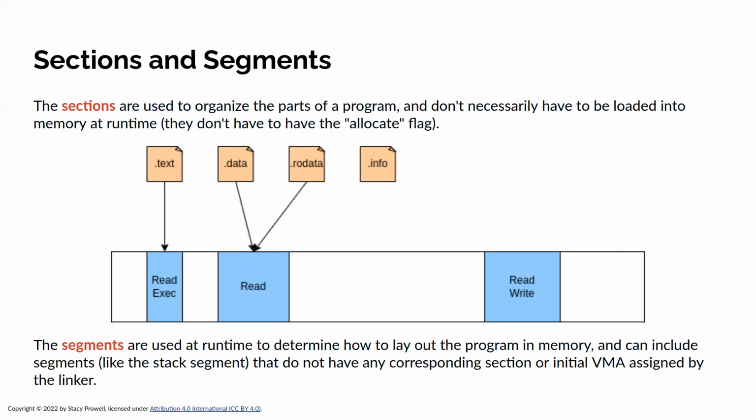So sections are used to organize parts of your program. They don't have to be loaded into memory at runtime. They don't have to be allocated. We'll see that. But for example, your text section might go into a readable, executable segment. Your data and your read-only data might go into a read-only segment. And you might have a read-write segment over here allocated that's for the stack.